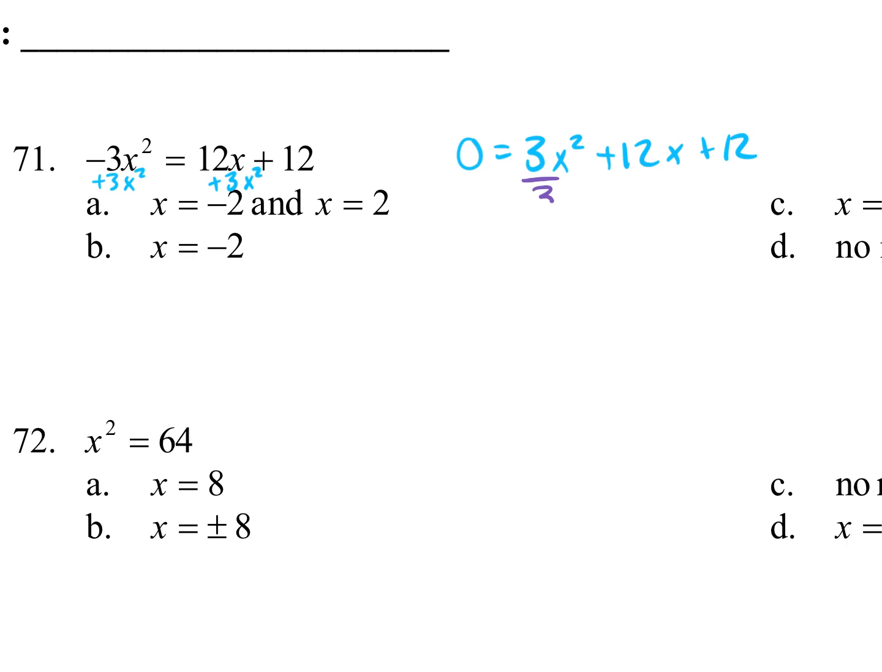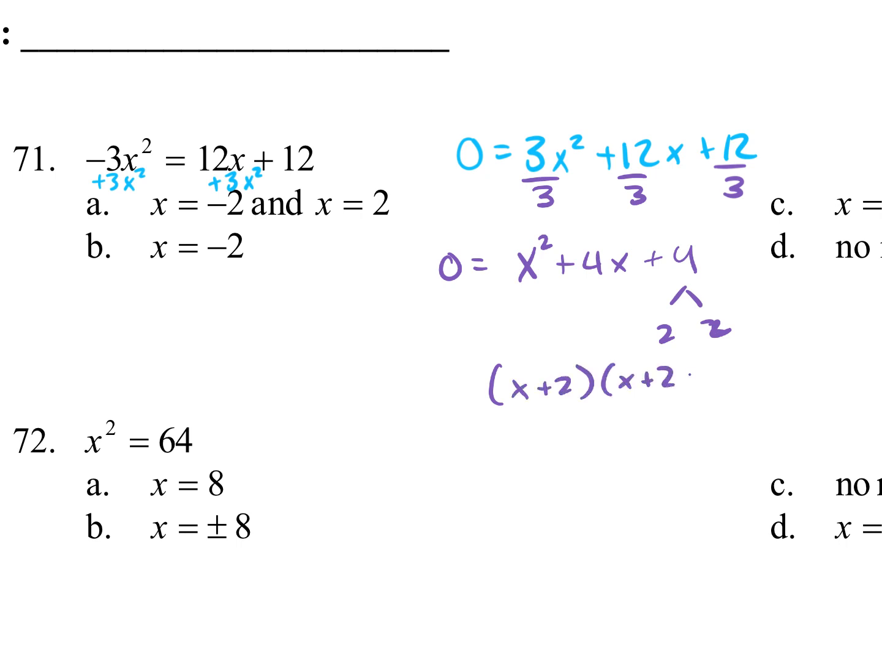Perfect. Take out the GCF. Always take out the GCF if you have one. So x squared plus 4x plus 4. Now, what are two factors of 4 that add to 4? 2 and 2. So I have x plus 2 and x plus 2 equals 0. So what does x equal? -2.